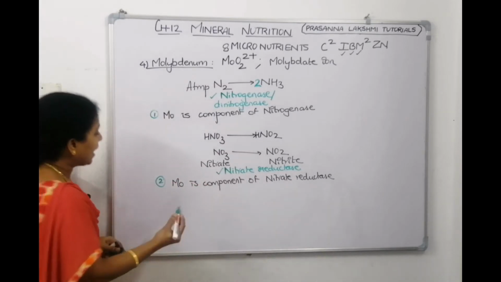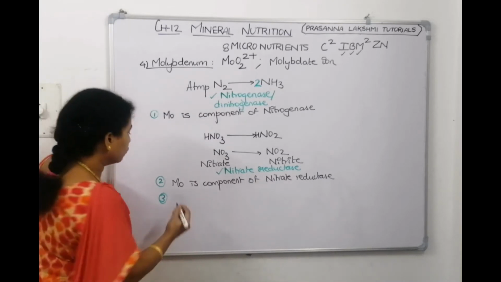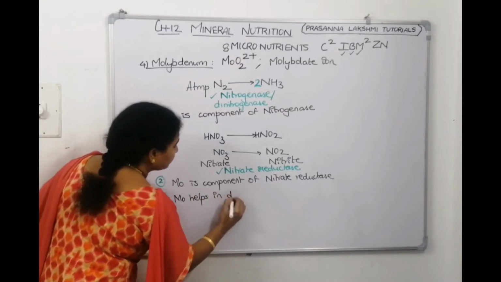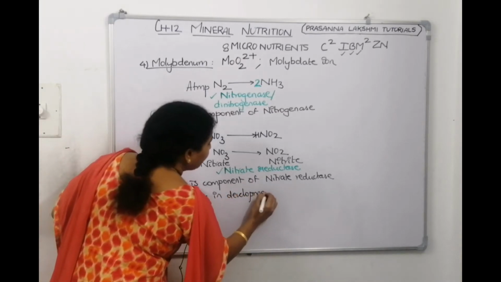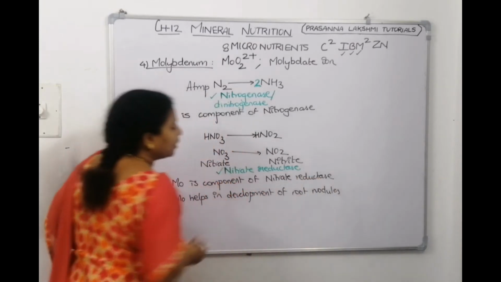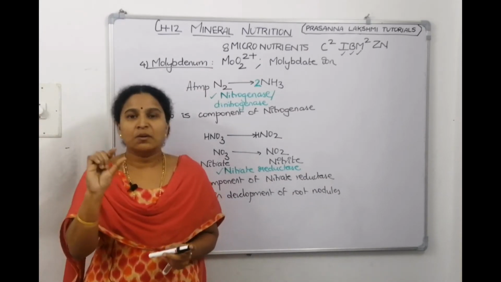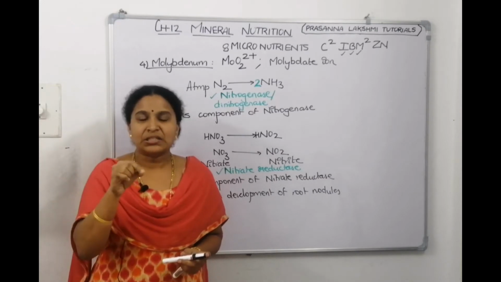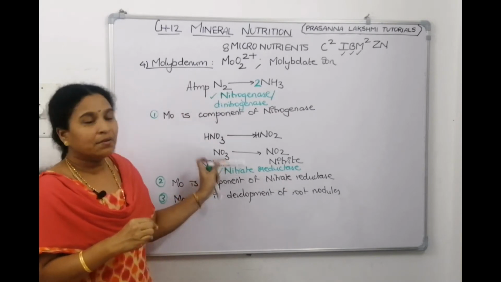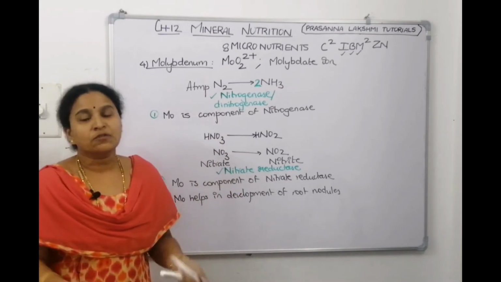What is the third and last function of molybdenum? Molybdenum helps in development of root nodules. So in leguminaceae plants, on the roots, nodules will be there. That is the place where bacteria will come and stay, and that bacteria will produce these enzymes, and these enzymes will convert nitrogen gas into ammonia, nitrite, nitrate, which is useful to the plant.